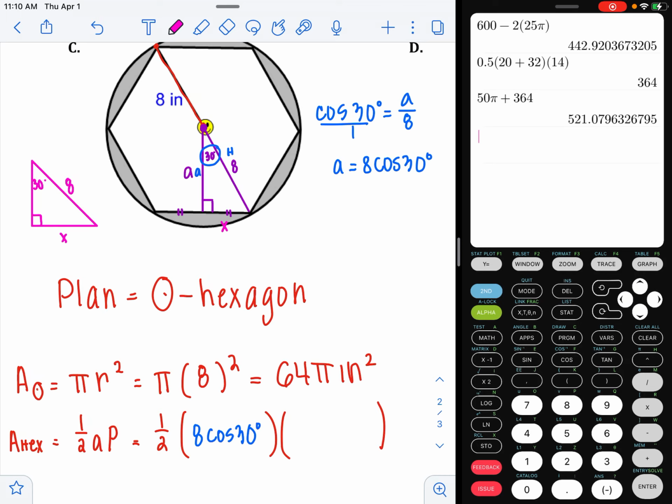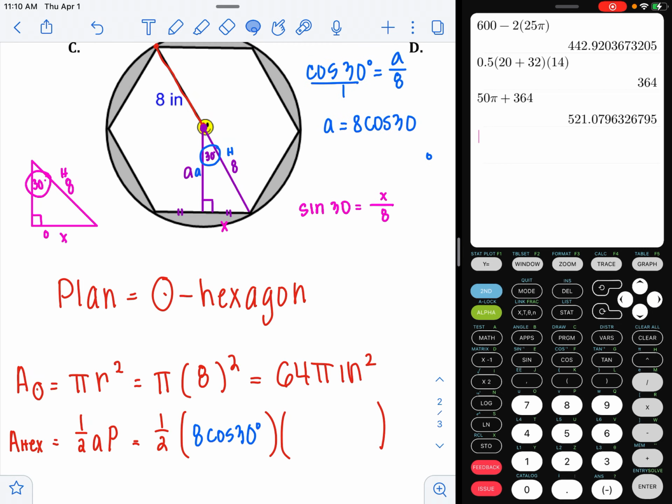But this time I'm not using the apothem, right? All right, so here's my angle. This time I have opposite and hypotenuse. So I'm going to use sine. I'm not going to do it right there, though. I'm going to run out of room. I'll do it right here. Sine of 30 degrees is equal to the opposite side, which is x, over the hypotenuse, which is 8. I'm going to move this up just a little bit here.